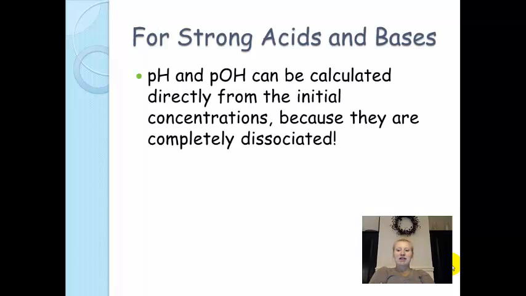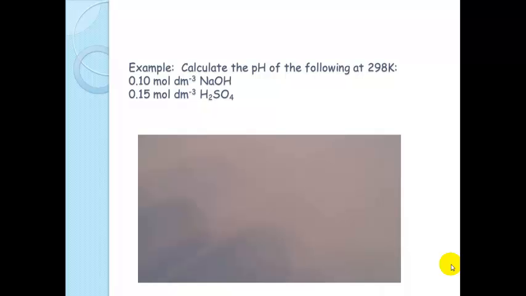So for strong acids and strong bases, you can calculate the pH and the pOH directly from the initial concentrations, because strong acids and strong bases are completely dissociated, meaning that there's no acid or base left remaining when they're dissolved in aqueous solution. So here's an example of a pH calculation for strong acids and strong bases.